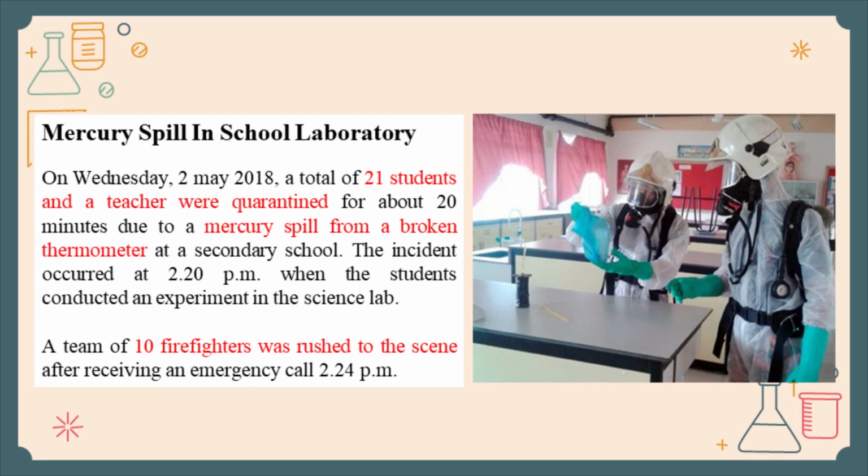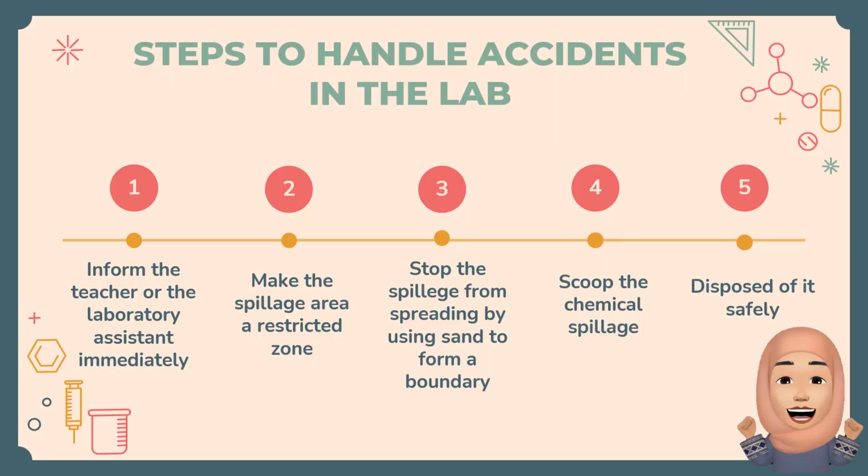For your information, accidents are commonly reported in science laboratories around the world, which underlines the need for awareness on the importance of prioritizing safety in science laboratories. The accident rate in academic chemical laboratories is about 10 to 50 times higher than in industry laboratories. So, here are the steps to handle if an accident happens in the lab.